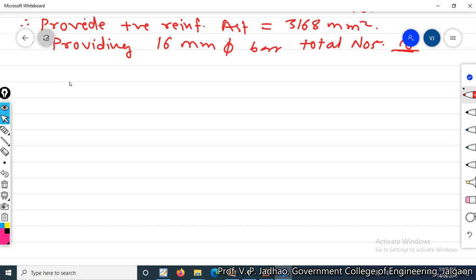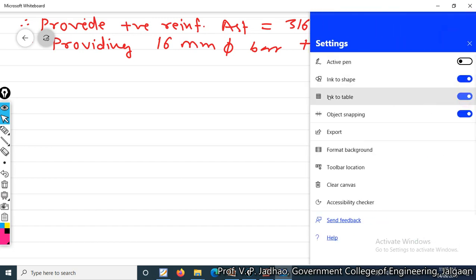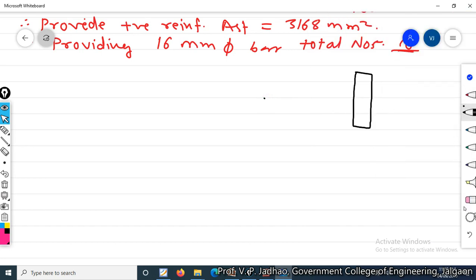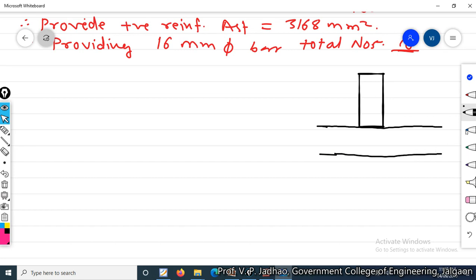But at the same time, these reinforcements are provided in such a manner. These reinforcements are provided in some band below the columns. How I will show this? Let us consider this is one of our columns, and this is the portion below this particular column.